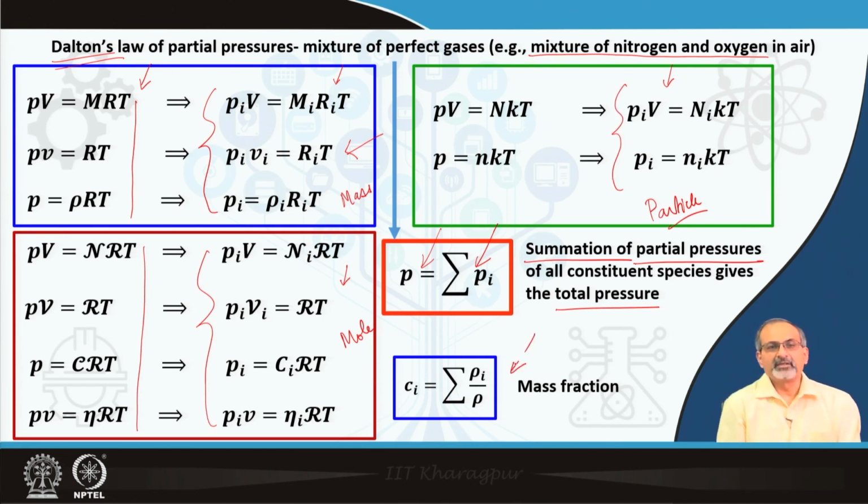In terms of the densities of the species, you can define a lowercase c, which is not the same as the concentration, which is the uppercase C. So, you have to keep track of that difference, and that is called the mass fraction.